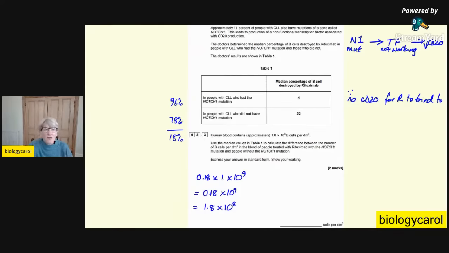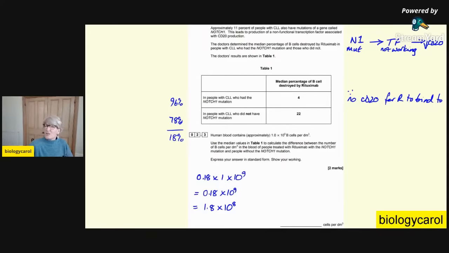So we have been told, now where have I got? Oh, yes, so 0.18 is, of course, 18% as a decimal. So it is this proportion of this number here, because they tell you that normally this is how many B cells there are per decimeter cubed in normal blood. So therefore, it is 0.18 times 1 times 10 to the 9, which equals 1.8 times 10 to the 8.